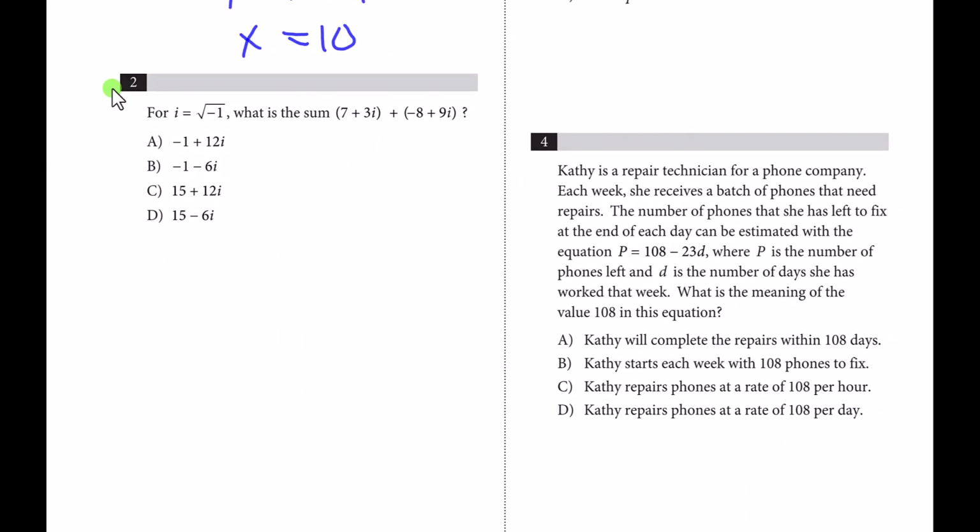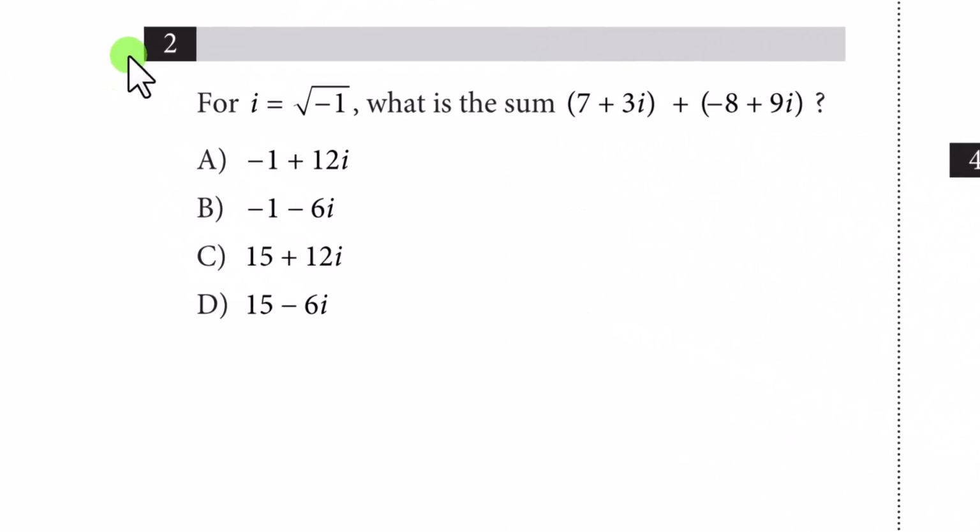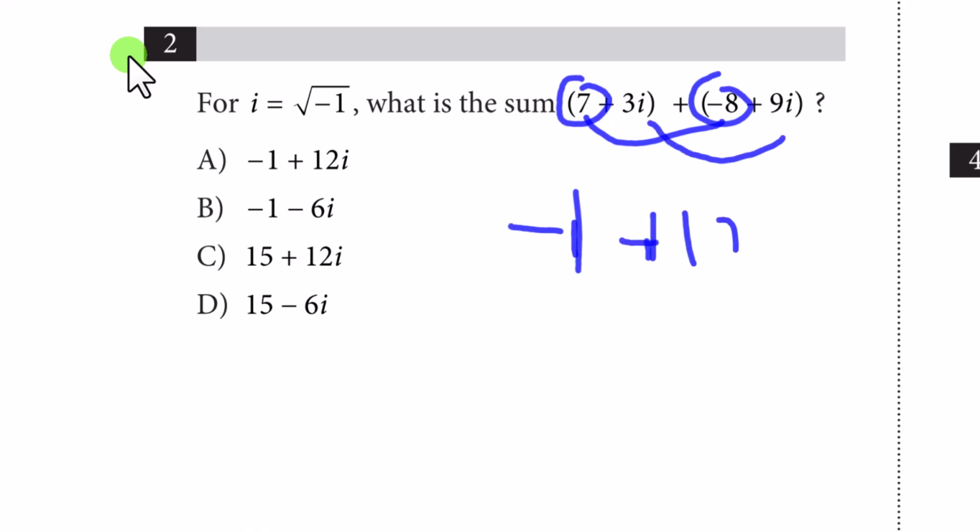Question number 2. i is equal to the root of negative 1. I'm pretty sure most of you guys have learned this before. If you have not learned this before, then you probably have not gone up to a level of math that's required for the SAT. Anyways, nothing complicated here. You're simply finding the sum of these two things right here. So we're going to add the 7 and the negative 8. That gets you negative 1. And then we got the 3i and the 9i. Those two added up, that's just going to give you 12i. And that's a very straightforward problem. The right answer is A.